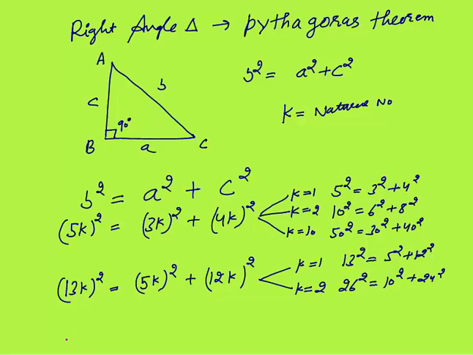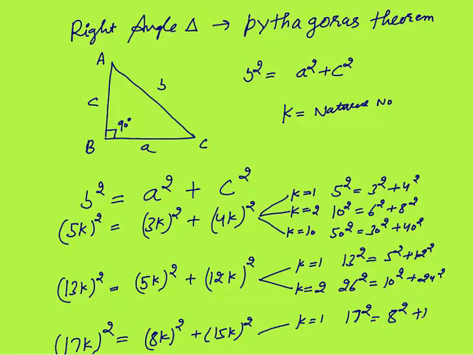The third triplet that you must remember: 17k square is equal to 8k square plus 15k square. When k is equal to 1, you can say that 17 square is equal to 8 square plus 15 square. When k is equal to 3, let's say, 51 square is equal to 24 square plus 45 square.